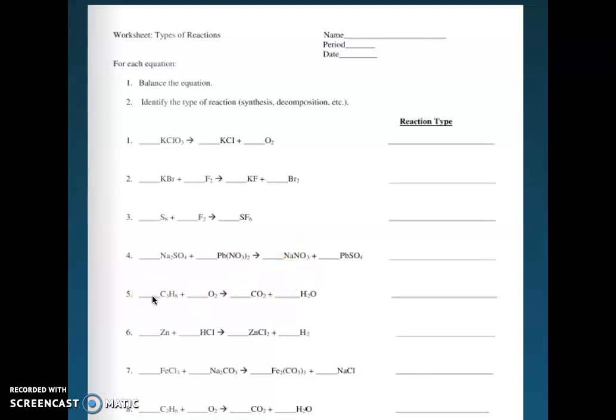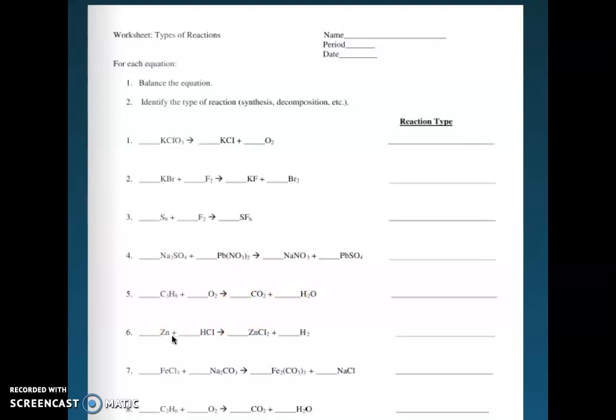Question number 5. We start with a hydrocarbon, in this case propane. We have oxygen, we have CO2, we have H2O. What type of reaction involves a hydrocarbon, oxygen, CO2, and H2O? If you are correct, you would have chosen combustion reaction.